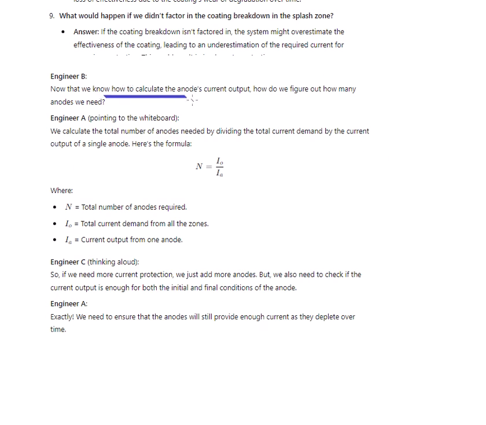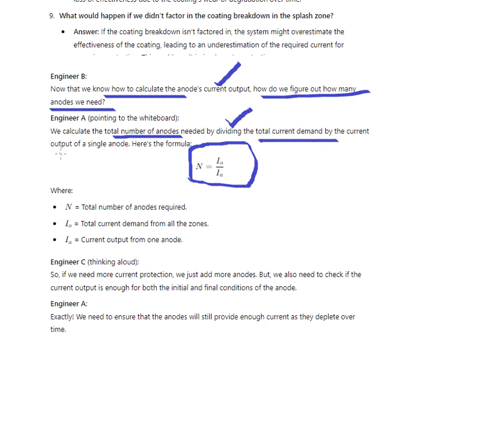Now we know how to calculate the current's output. How do we figure out how many anodes we need? We calculate the total number of anodes needed by dividing the total current demand by the current output.